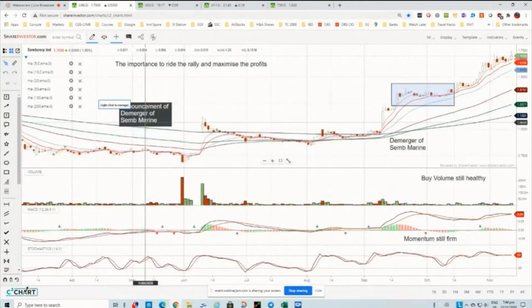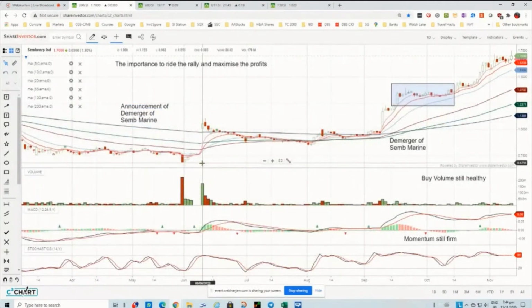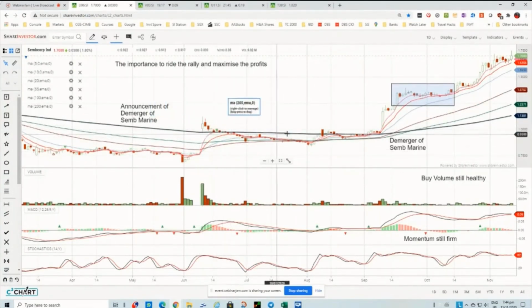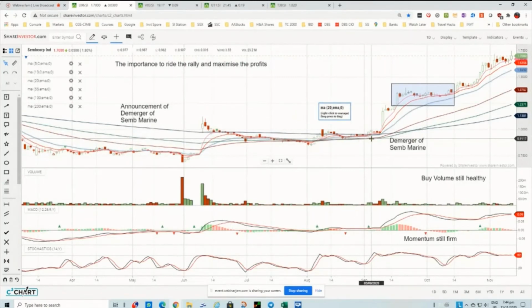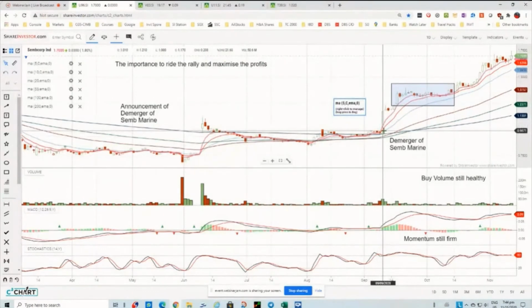Now, just as James said, sometime in June, right about here, Sembcorp actually announced a demerger of Sembmarine. This is where the price jumped up from here to here. Thereafter, there was a sideways trading trend because people were waiting for the shareholders' approval. Finally, on the 9th of September, the formal demerger came along. This is exactly where Sembmarine was hived off from Sembcorp, and thereafter the price had a big jump.